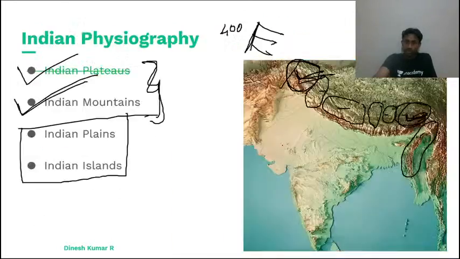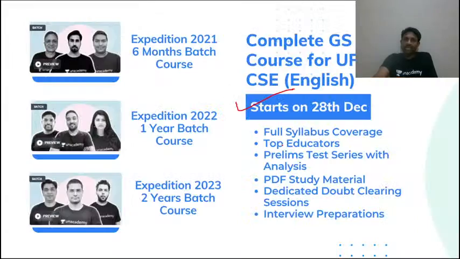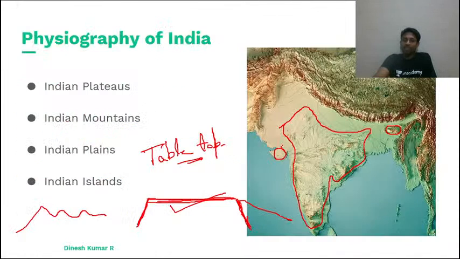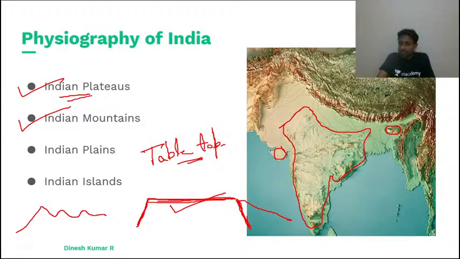So I would like to conclude the things. What we are studying is how to prepare Indian physiography, that is Indian physical features. It is divided into 4 parts, and we have discussed these two, Indian plateaus and Indian mountains. You have to first understand the general properties of the Indian plateaus, then the general properties of Indian mountains and how they are developed, then we will break them individually and study them one by one.